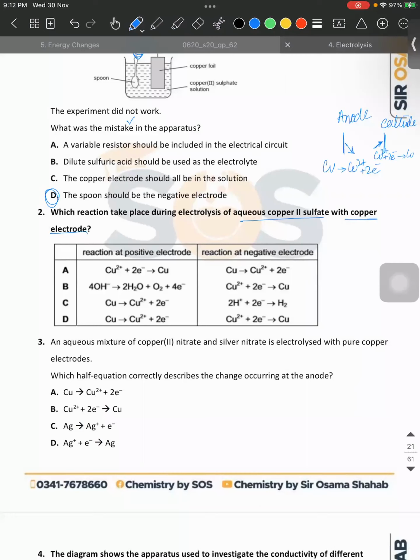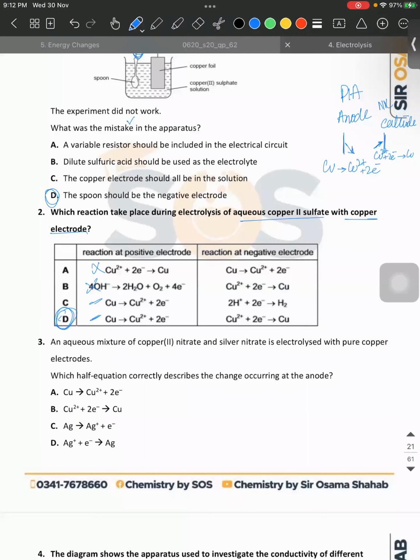So over here, reaction at positive electrode कौन सा होता है? Positive is anode and negative is cathode. So positive anode पे क्या हो रहा है? Copper dissolve हो रहा है. तो या तो ये आंसर हो सकता है, या तो ये आंसर हो सकता है, ये दोनों नहीं हो सकते, right? इन दोनों में से right आंसर कौन सा हो गया?